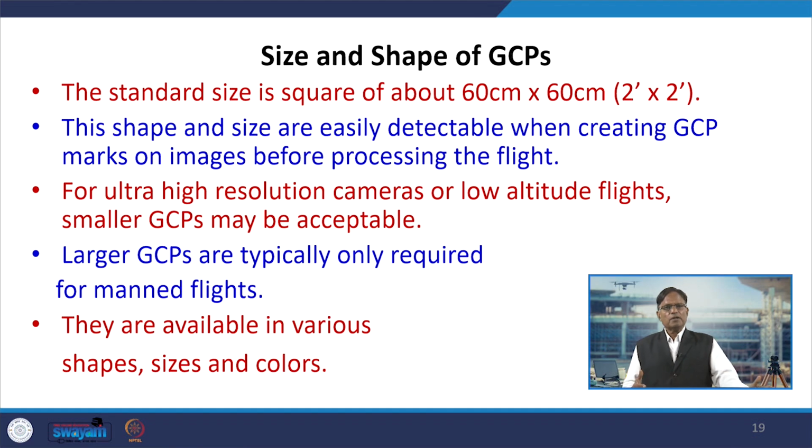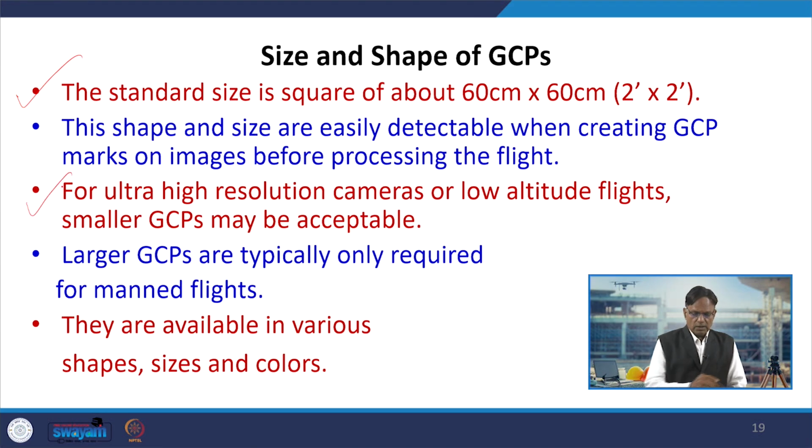What is the size and what is the shape of the GCPs? Now, the literature says the standard size is a square of about 60 centimeters by 60 centimeters, that is about 2 feet by 2 feet. The shape and size should be easily detectable when you are taking the data from a certain altitude. So, when you are creating the GCP's mark on the images before processing the flight, you have to ensure that this is visible on your image.